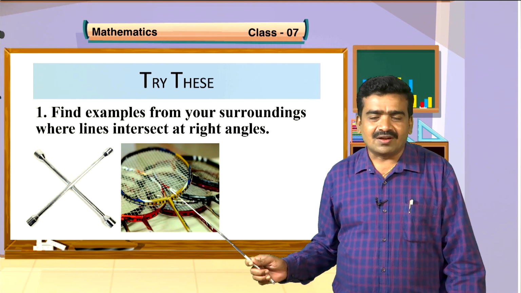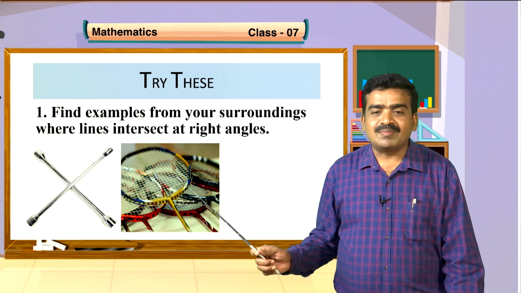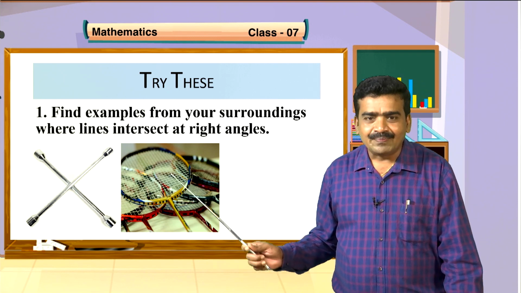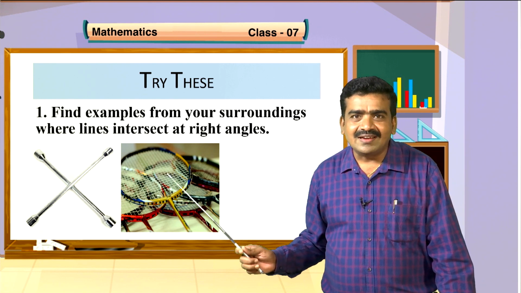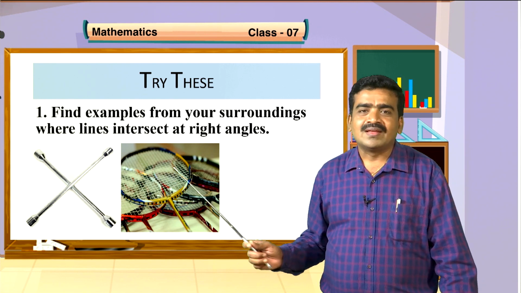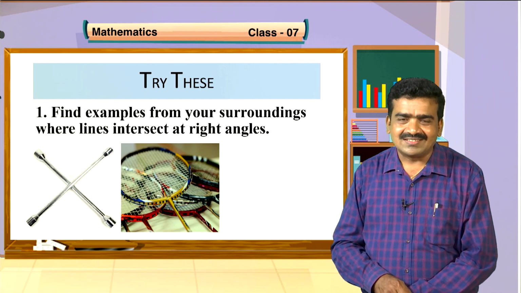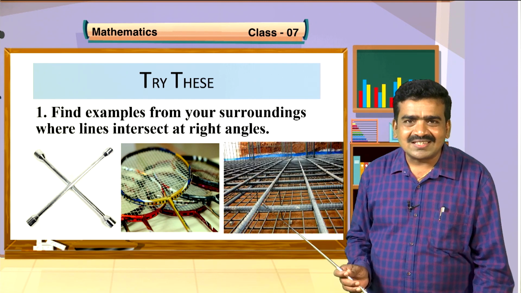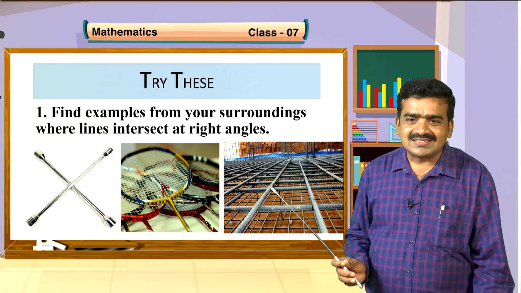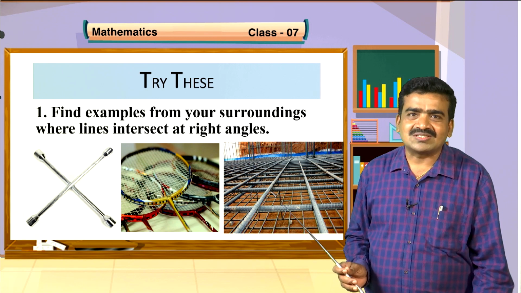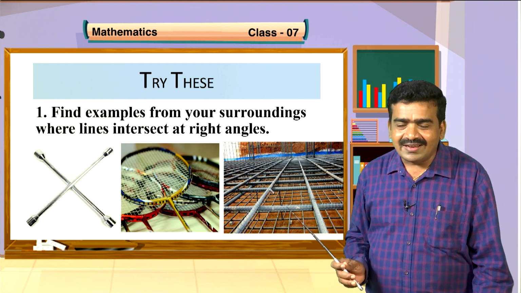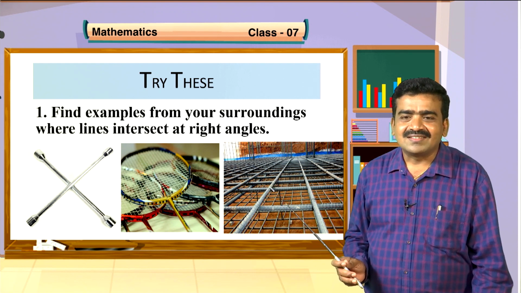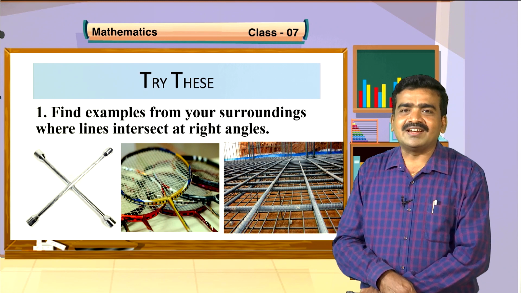It is a racket used for badminton or shuttlecock playing. Here in this case also, the wire which is tied to the racket will be at 90 degrees to each other. Here is one more situation you are seeing. Yes, we can see this structure in the construction of buildings. Here the iron or steel bars are laid or tied exactly at 90 degrees to each other.